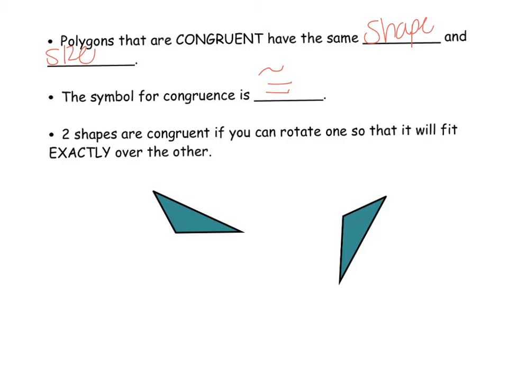Take a look at these two triangles here at the bottom of the page. These are congruent because if I took one of them and turned it slightly, I could lay it on top of the other one and it would fit over it exactly. They're the exact same shape and the exact same size, so they are said to be congruent.